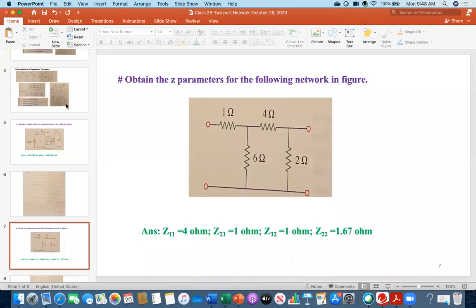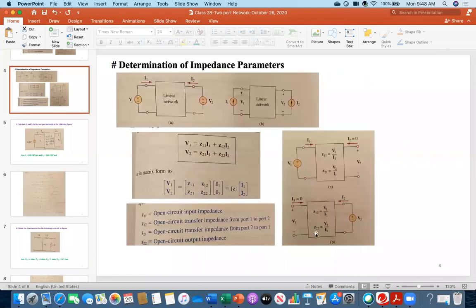So therefore, once again, everybody, you have to apply this technique to determine the impedance parameters. First, to calculate Z11 and Z21, you keep the right side port open and apply voltage on the left port. Next, to find Z12 and Z22, you apply voltage on the right port, but make the left port open. And then you can write these equations: Z11, Z21, Z12, and Z22.